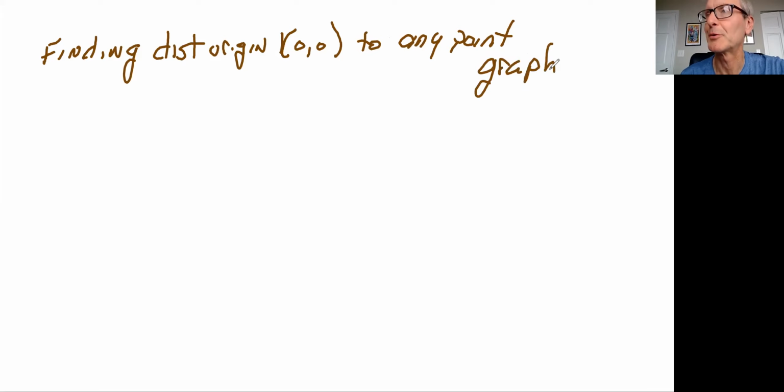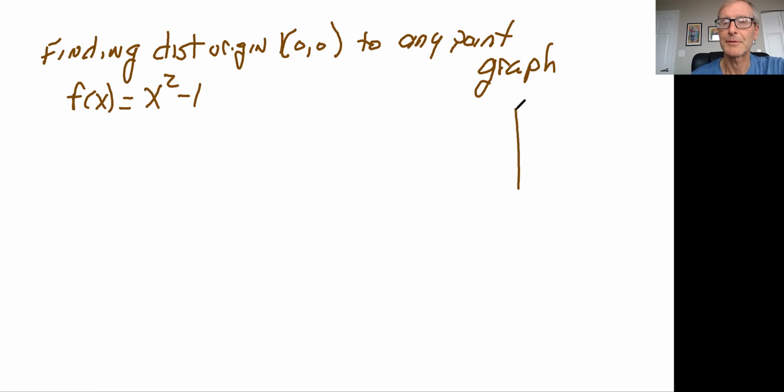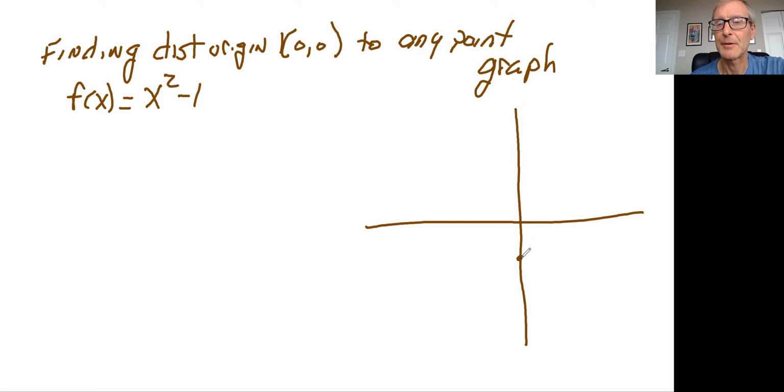There we go, a little bit. So what we're going to do in this example is we're going to take the function f of x equals x squared minus 1. And if we graph that equation, it would look like this. So it would be here at minus 1, and it would go through here. It would look like that. The parabola pointed up.